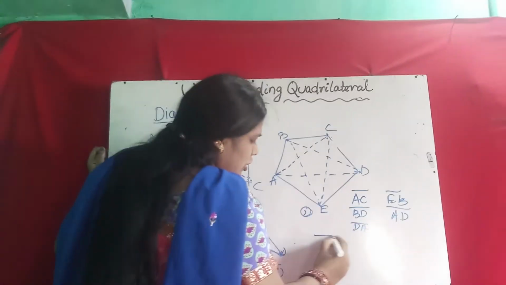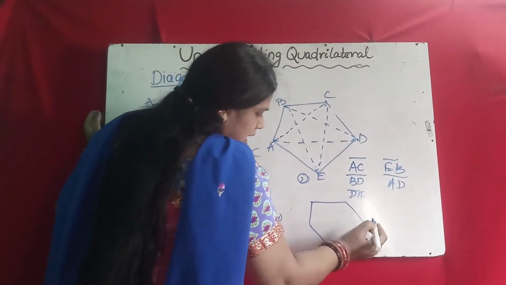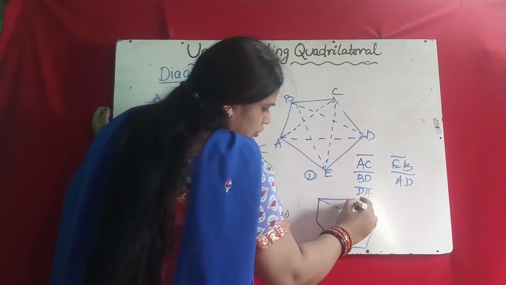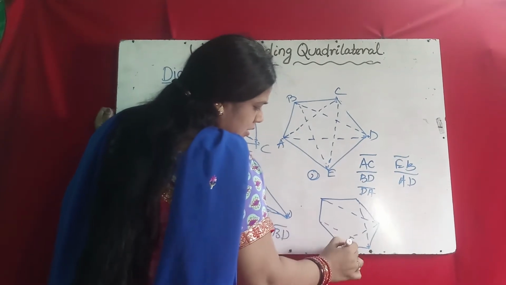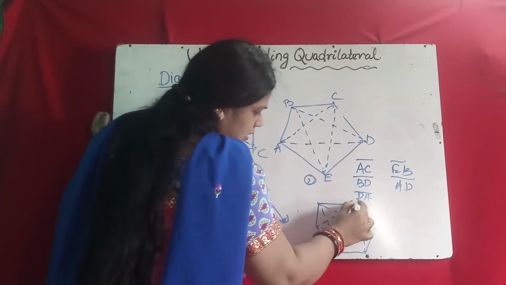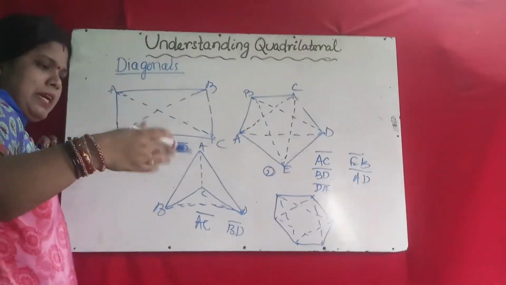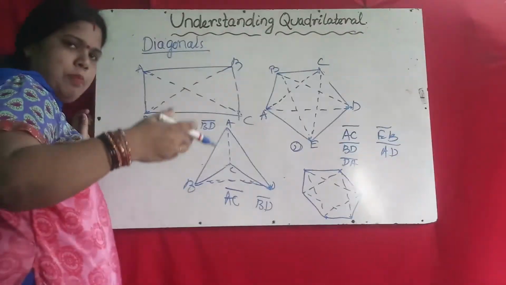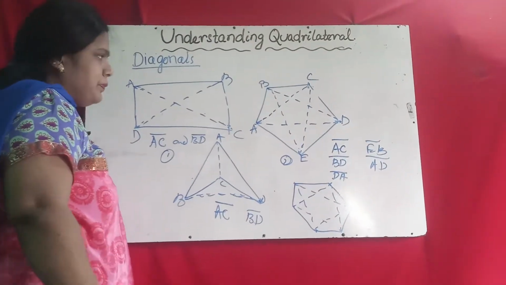So these are the types of polygons and their diagonals. Suppose you draw a hexagon. Hexagons also have diagonals joined. Okay, these are the diagonals. You try to make more polygons, draw polygons and draw the diagonals inside them.